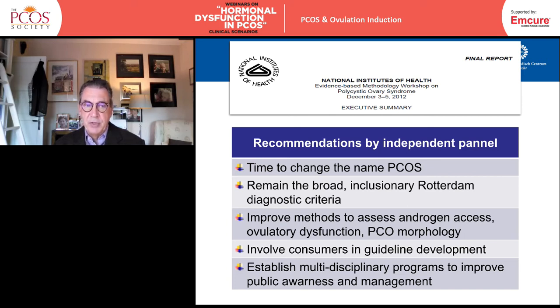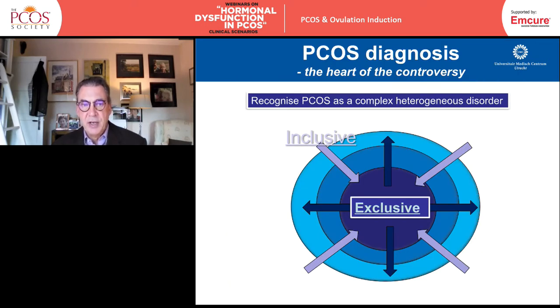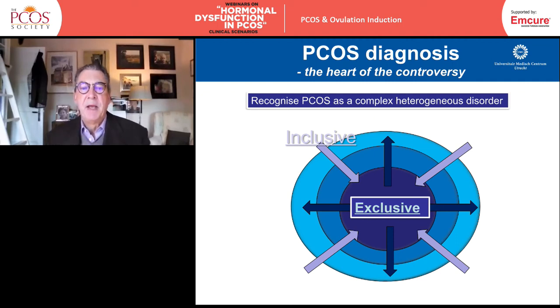But most importantly, remain the broad inclusionary Rotterdam diagnostic criteria. That's the NIH conclusion. And I think the bottom line is, and it's very simple, so you have to decide, do you want to be exclusive, so very strict with your criteria? Then of course you will diagnose a more homogeneous population, maybe even a more severe disease condition. But then how about all these other phenotypes that may look like PCOS to some extent but not fulfill these strict criteria? And Rotterdam is really very inclusive.